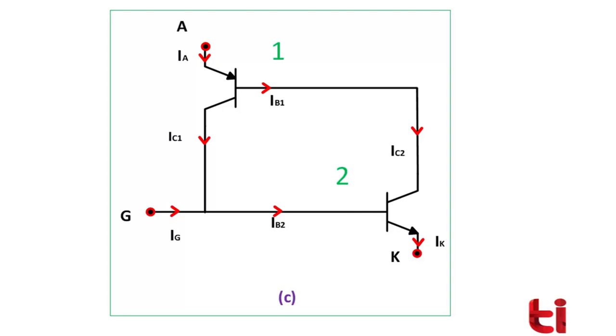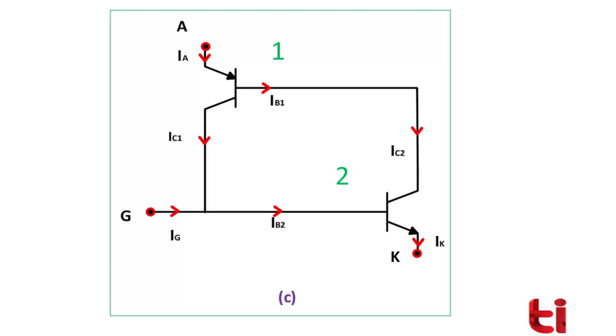Now the base current of transistor number 1 is the collector current of transistor number 2, and the collector current of transistor number 1 is the base current of transistor number 2. Now suppose gate current is not given to the system. Then the collector current of transistor number 1 is equal to the base current of transistor number 2, and the base current of transistor number 1 along with the collector current of transistor number 2 will form the cathode current. That is a small amount of current, that is leakage current.